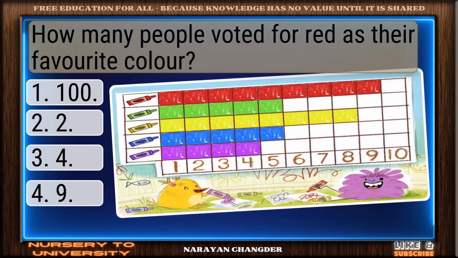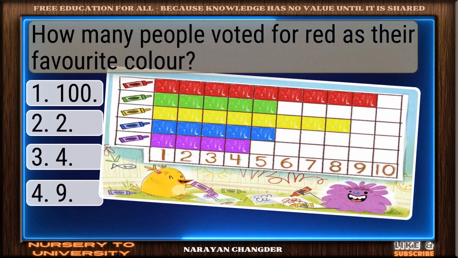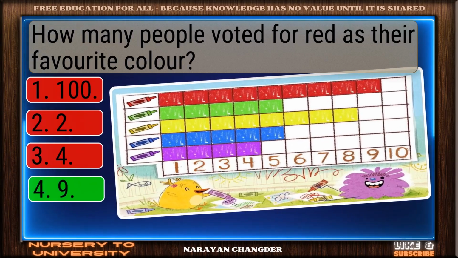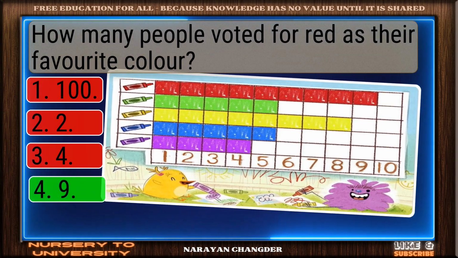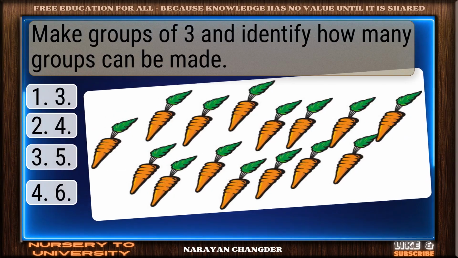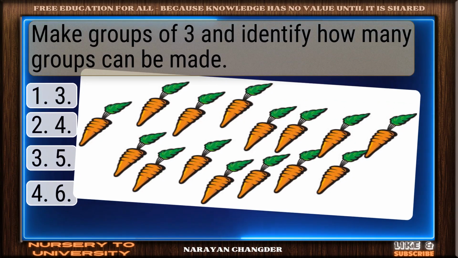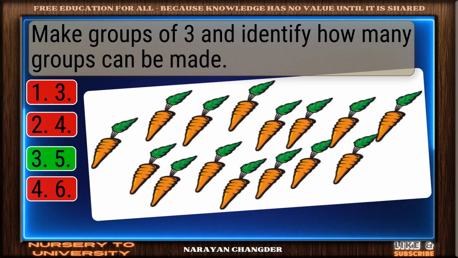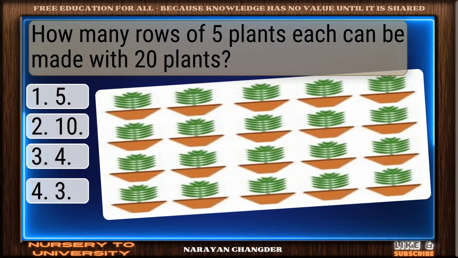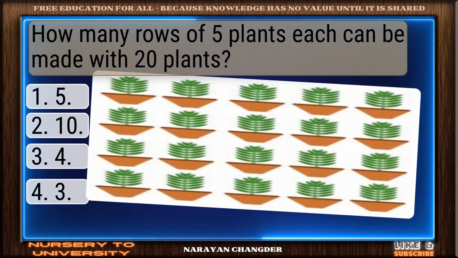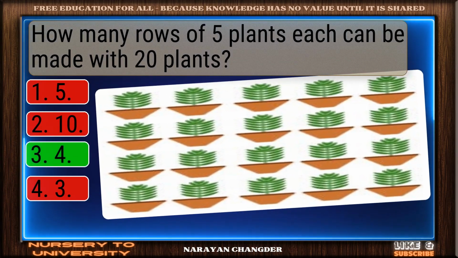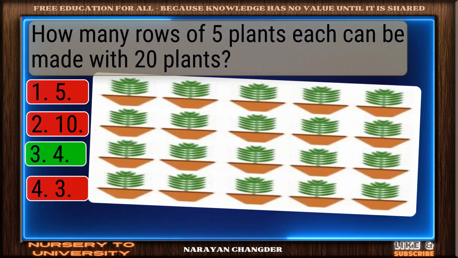How many people voted for red as their favorite color? Right choice. 9 is the best answer. Make groups of 3 and identify how many groups can be made. Valid point. 5 is true. How many rows of 5 plants each can be made with 20 plants? Excellent. 4 is a brilliant choice.